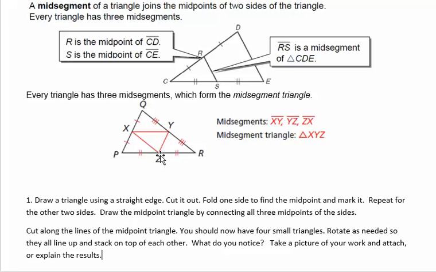Now use your straight edge again and connect those 3 to create this mid-segment triangle, which will be in the center of your triangle. Then what I want you to do is cut out the mid-segment triangle, so cut on these lines. Now you'll have 1, 2, 3, 4 triangles. Rotate them, move them around so that their corresponding parts are aligned in the same order, and stack them on top of each other. So what do you notice? You should find something is true if you did this carefully.